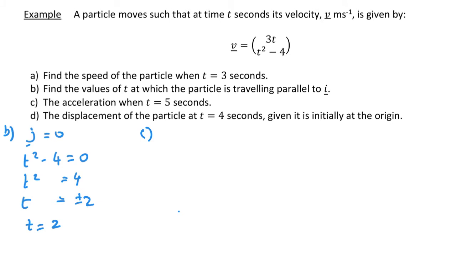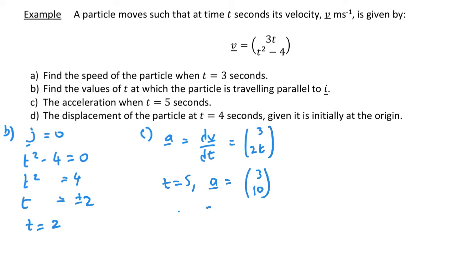Part C, find the acceleration when t equals 5. Now acceleration is the rate of change of velocity, so it's going to be dv by dt, which is the differential of 3t and t squared minus 4. So that's going to be 3 and 2t. When t equals 5, a is going to equal 3 and 10, or 3i plus 10j meters per second squared.